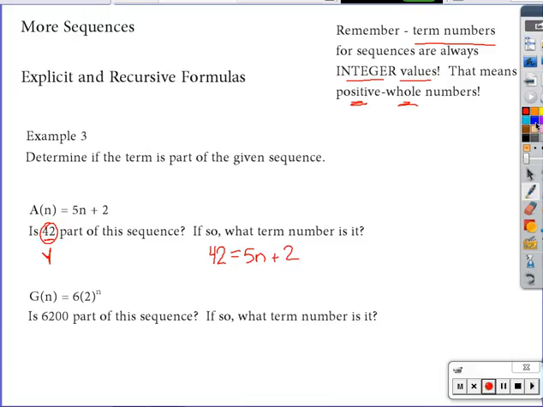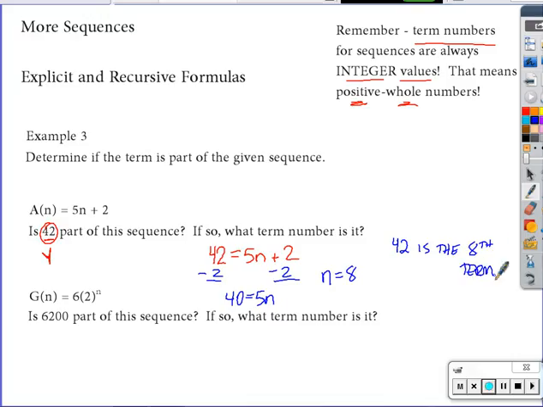The only way to find out is to solve that equation for n. So if I minus 2 from both sides, so a little equation solving practice here, which some of us still need, I would get n equals 8. Then I ask myself, is 8 a positive number? Yes. Is it a whole number? Yes. So that means 42 is the 8th term.